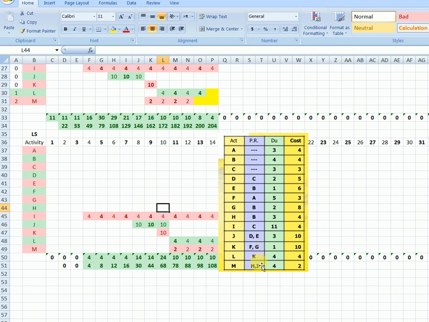H, can you see here? We can see it is M, based on M. So where is M here? So it should be here. H is how much? Duration 3. Put 3. Beautiful.